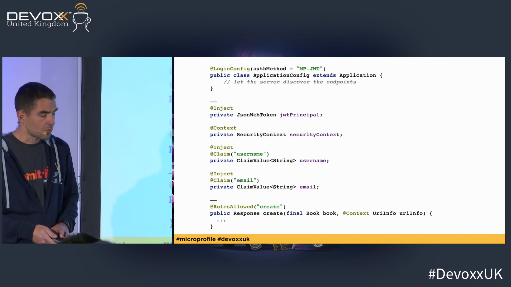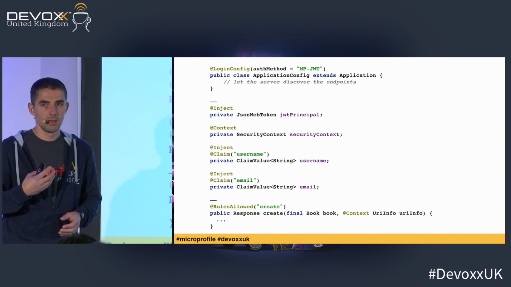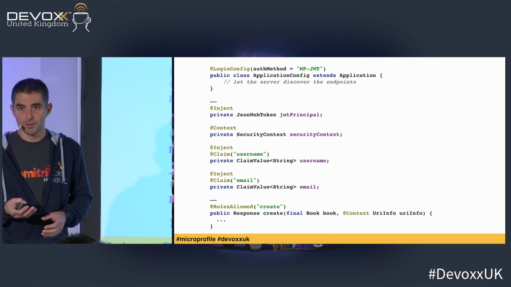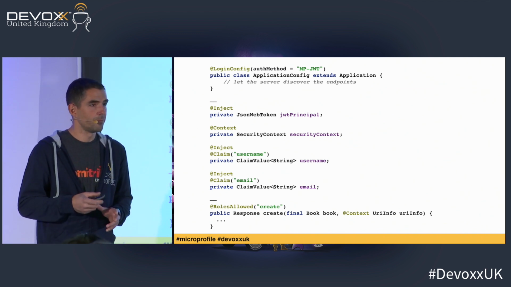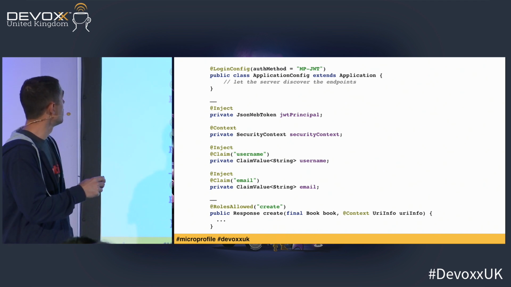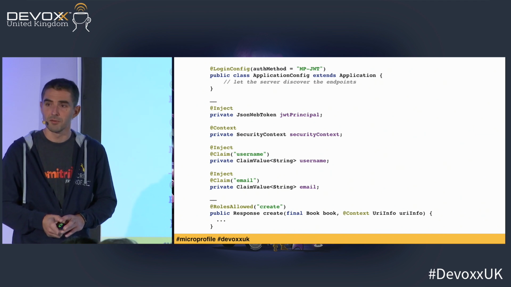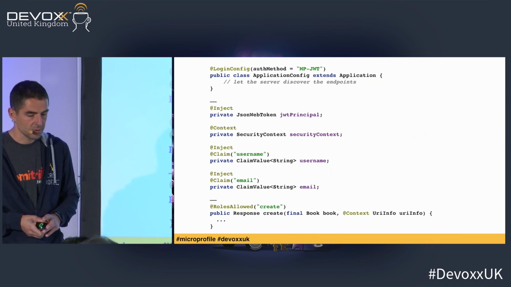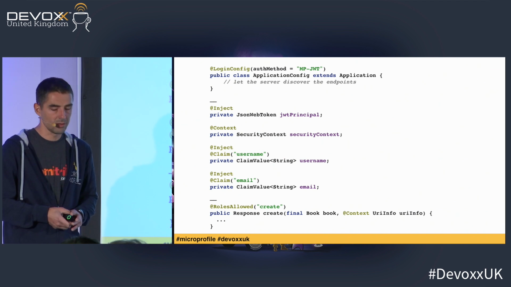So in terms of MicroProfile, we have a first part which is to activate the JWT specification. It's not on by default. To do that, you basically have to add the LoginConfig annotation on your JAX-RS application, and then the extension is going to be activated under the cover.